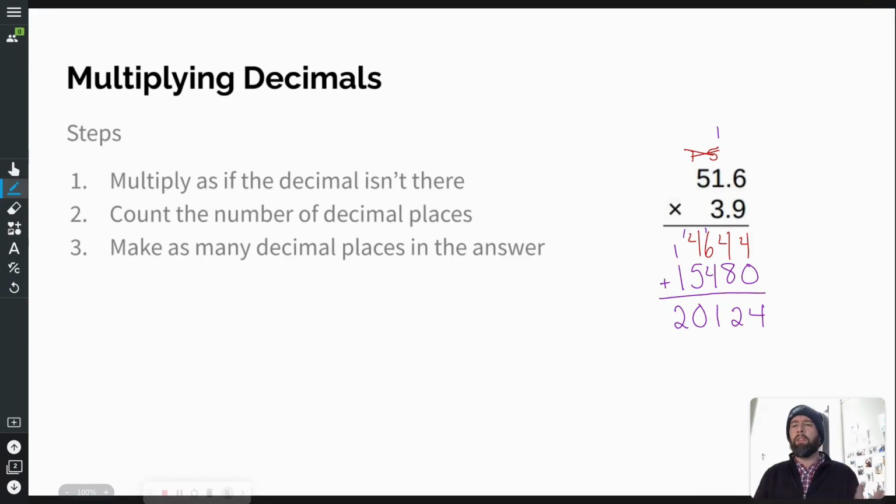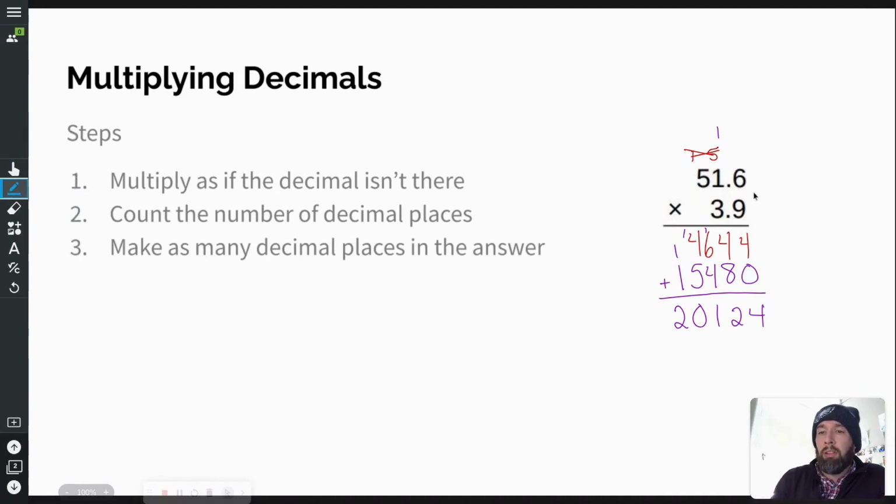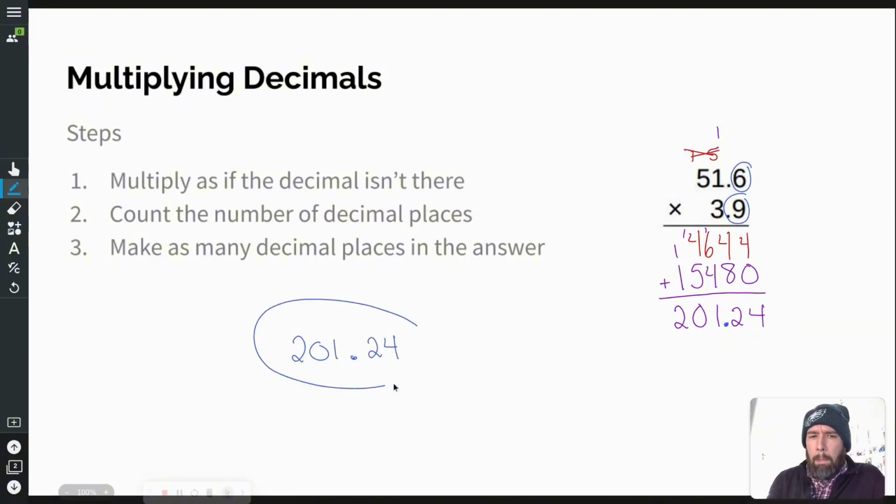I multiplied as if the decimal isn't there. Now what I'm going to do is I'm going to count the number of decimal places in both of these numbers. So there's a decimal place and there's a decimal place. So that's 2 decimal places. Make as many decimal places in the answer. So we're going to go from the right and count 1, 2. So our answer at the end of the day is 201 and 24 hundredths.